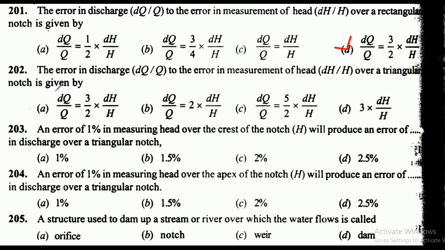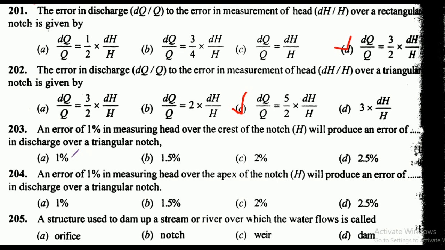Next is the error in discharge dQ upon Q to the error in measurement of head dH upon H over a rectangular notch is given by. Here friends, these are the options, and here the correct answer is option C, that is dQ upon Q is equal to 5 upon 2 into dH upon H.